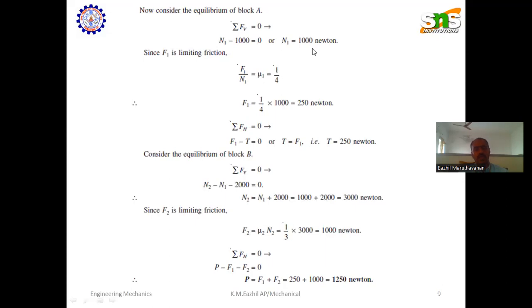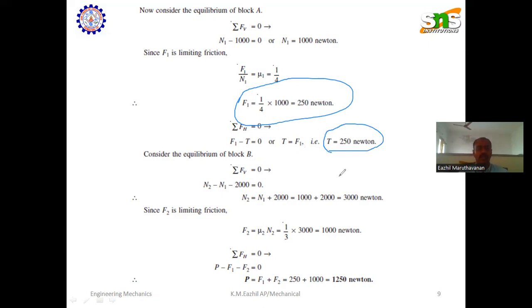We know that Fm is equal to mu into Nr. This is the equation for impending motion. Mu is nothing but the coefficient of friction, and we have identified the Nr value for this problem. So, by substituting the known values, we get F1 as 250 Newton. The equation for sigma Fx, the horizontal component, F1 minus T is equal to 0. Therefore, T is equal to F1. The tension is also 250 Newton. We get the values over here.